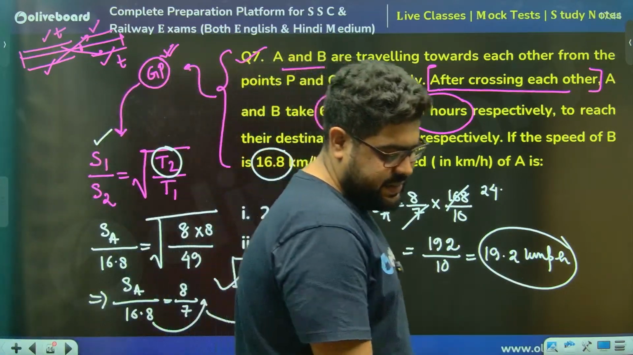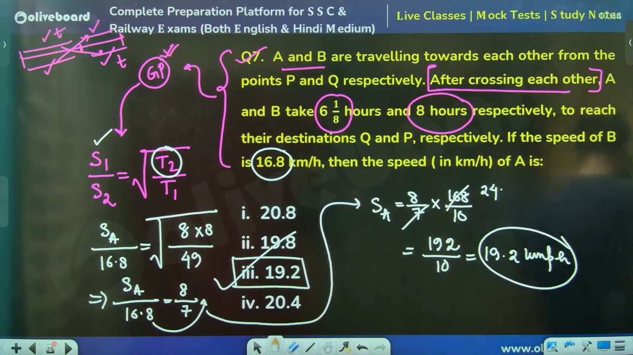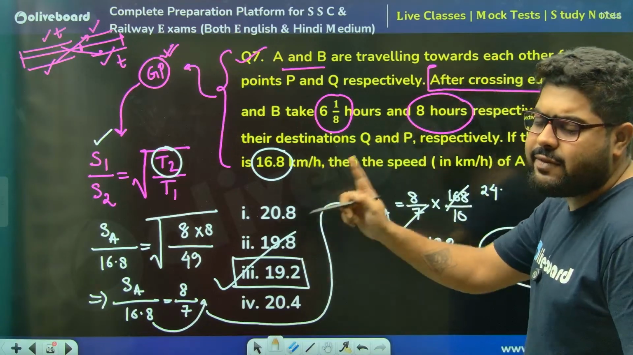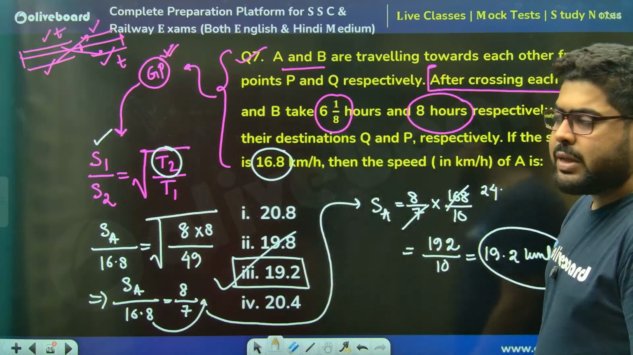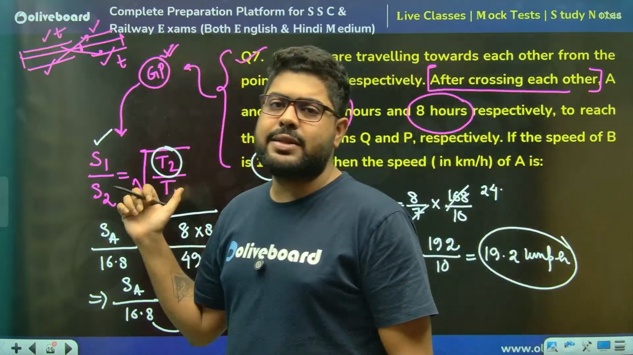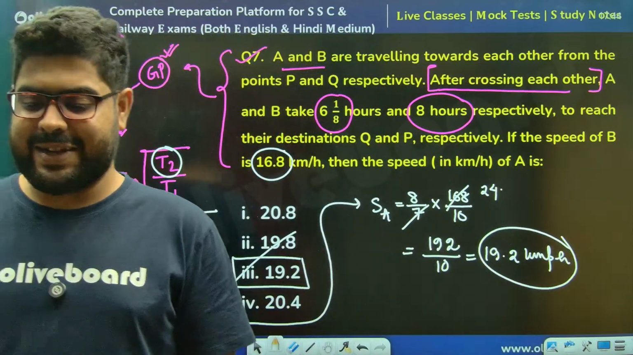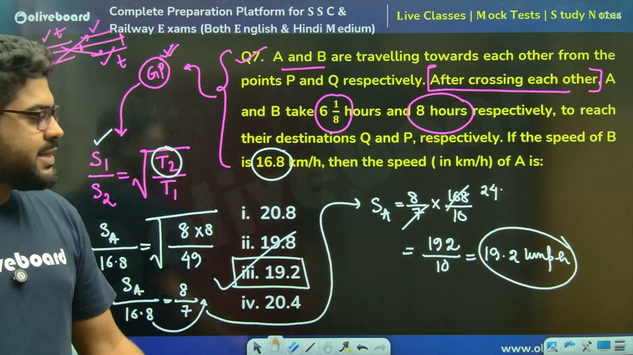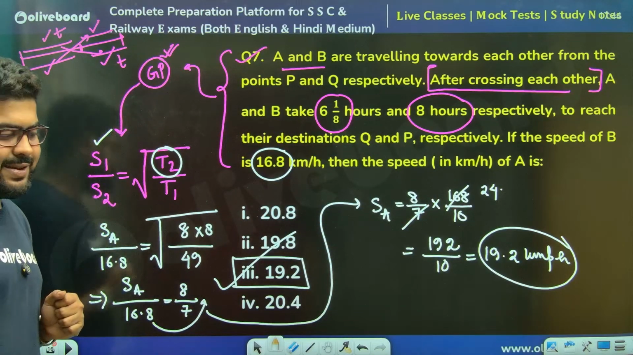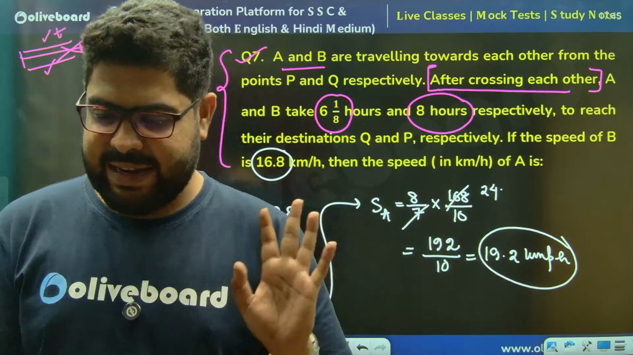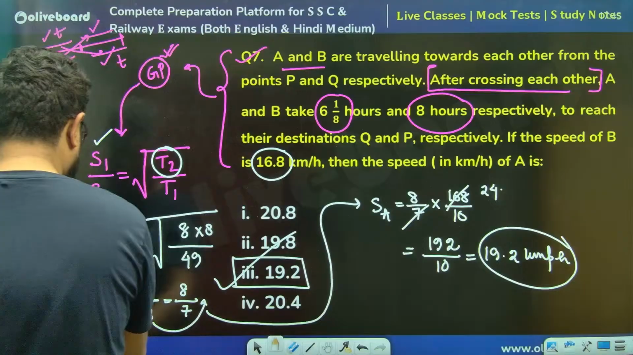Option number 3. Perfect. So again, remember when to use this. This formula is very, very specific. It applies only in one type. If you don't know the formula, solving this normally will take a lot of time. But if you can, it's absolutely fine. But this is the fastest or the best way to solve this question. I hope it is absolutely clear to everyone. Let's move ahead a bit.